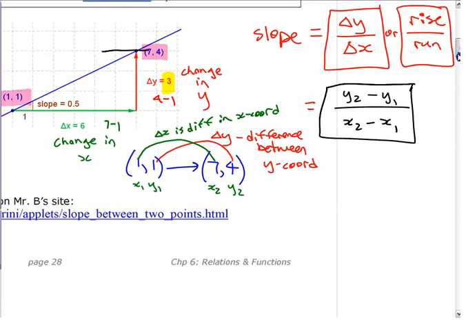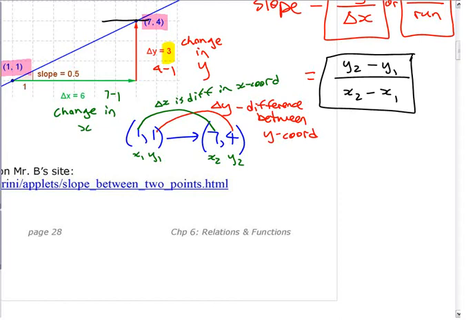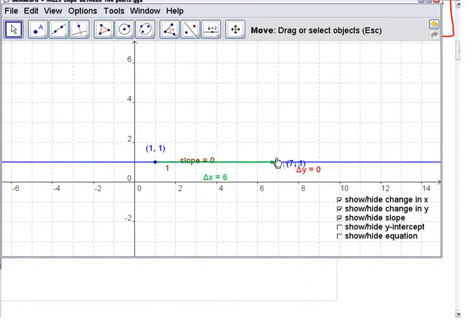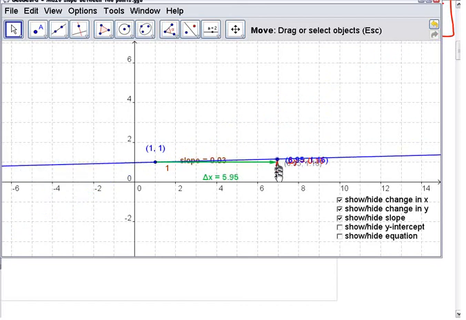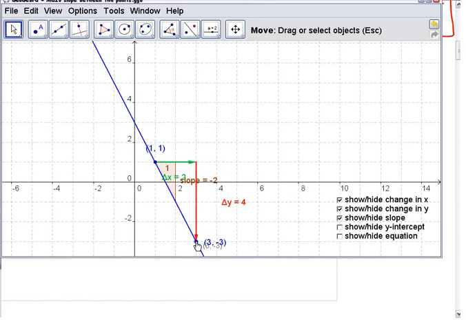What if the 2 points were, well, I guess I should leave it there for a sec. What if the points were, the second one was below the first one? What's going to happen here? What happens to the length of the arrows? Let's go to here.